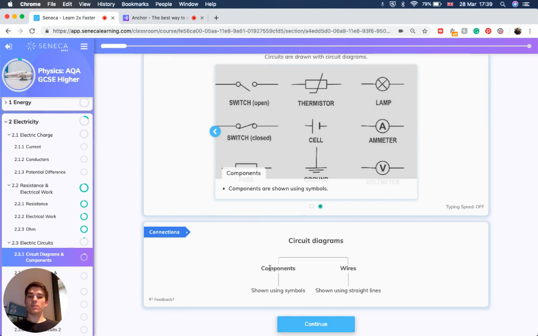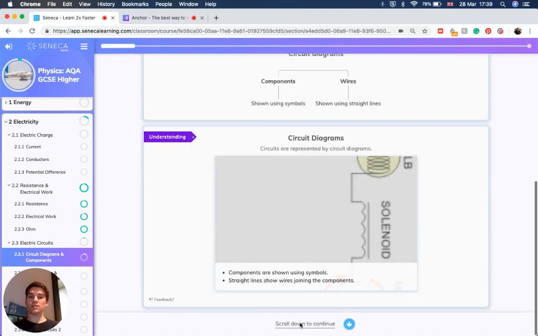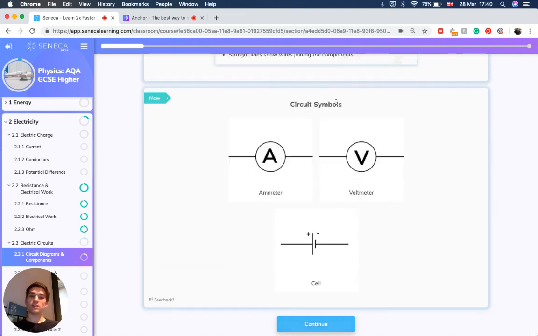And now remember, there are two parts of circuit diagrams. We've got first of all the components, which are shown using the symbols that I've just talked you through, and the wires that are shown using straight lines. With the components, I recommend you go and have a quick Google of them and see what they look like. Circuits are represented by circuit diagrams, and the components are shown using symbols, and the straight lines show the wires that join them.